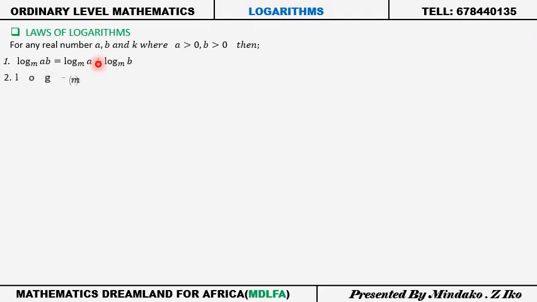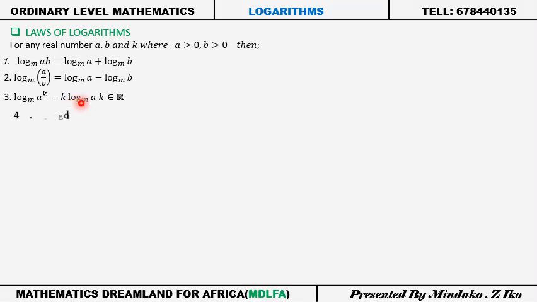For law 2, the log of a divided by b to the base m is just equal to log of a to the base m minus log of b to the base m. I will explain the laws while I'm solving the examples. For law 3, we have log of a power k to the base m is just equal to k log of a to the base m, provided k is a real number. So if we have problems of this nature, just take the power and bring it down, so that the power will be multiplied with the log.